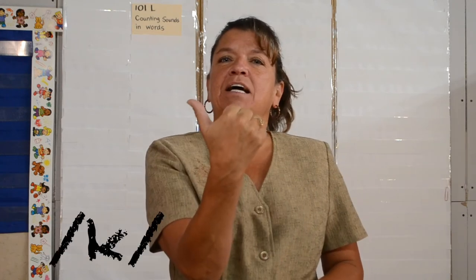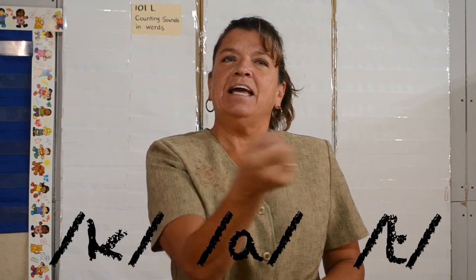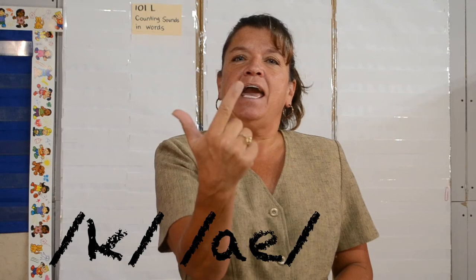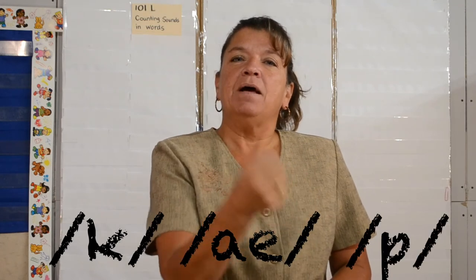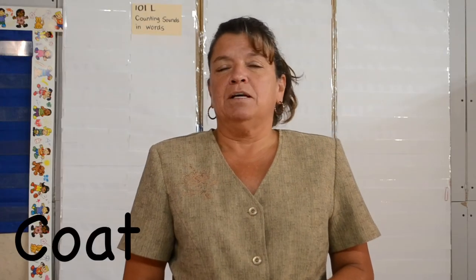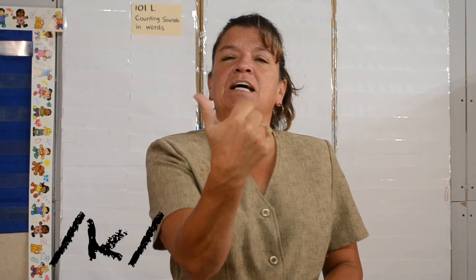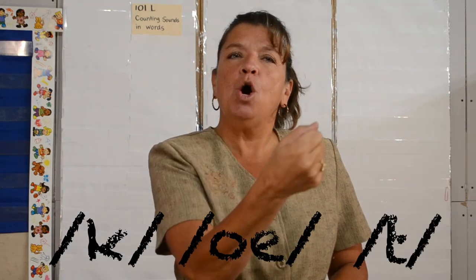If I have the word cat, the word cat would look like this in sounds. C-A-T, cat. Cat has three sounds. The word cape looks like this in sounds. C-A-P, cape. Cape has three sounds. The word coat looks like this in sounds. C-O-T, coat. Coat has three sounds.